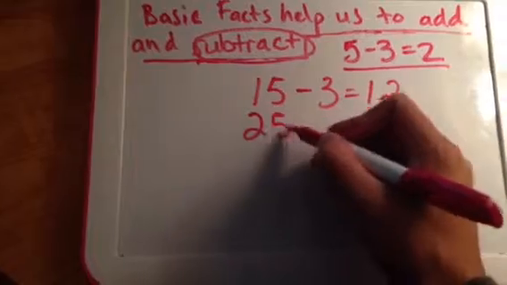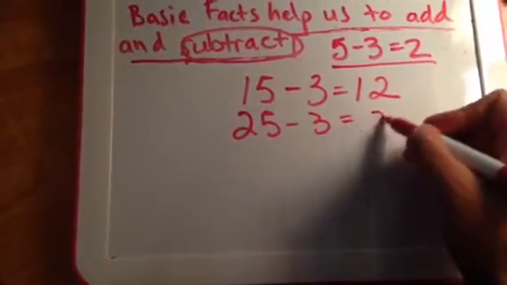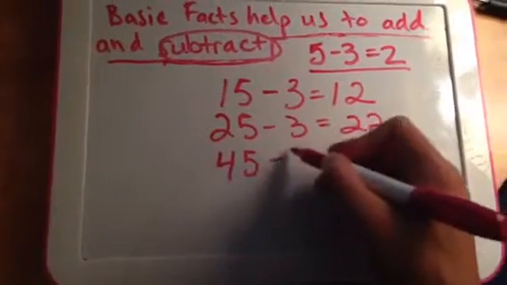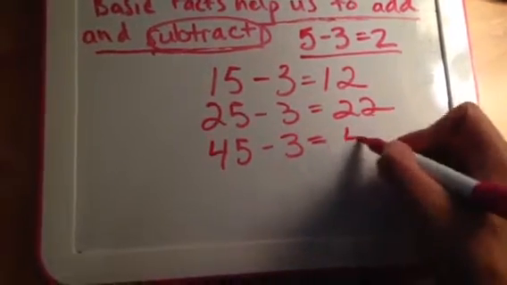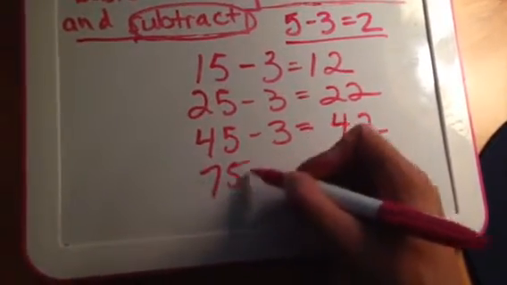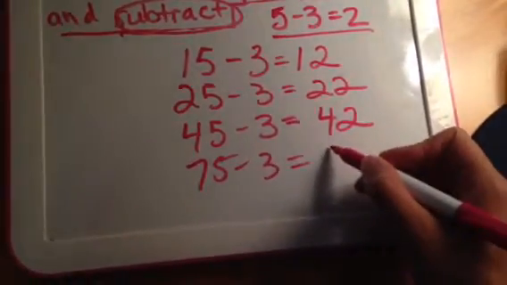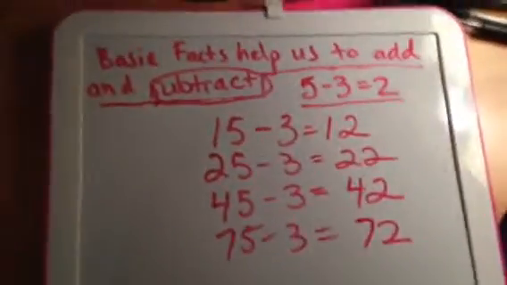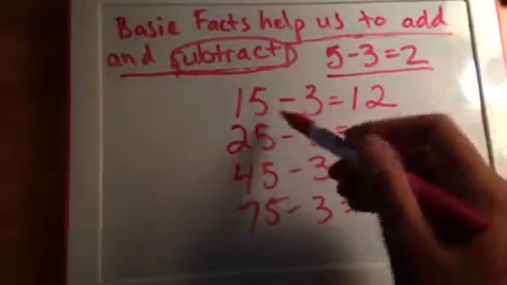What about 25 minus 3? What about 45 minus 3? So ask yourself, what kind of pattern are you seeing? 75 minus 3. Just like using the basic facts to help us add, we can do it to subtract.